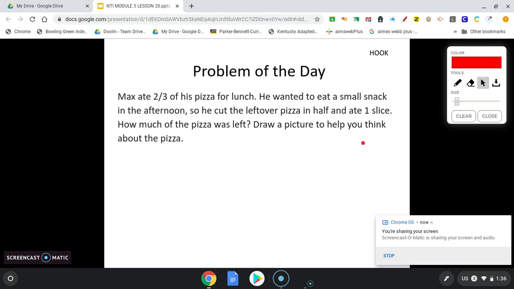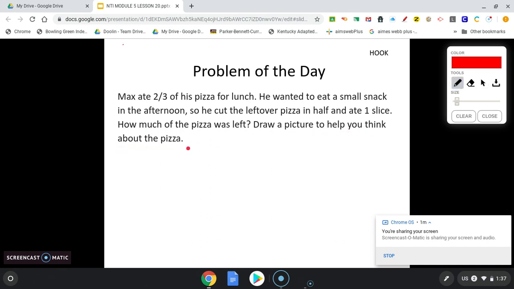So let's begin with our problem of the day. You have the problem of the day in your packet, so make sure you turn to that problem. It says application problem on yours. So let's begin by reading this together. Everyone ready, read. Max ate 2/3 of his pizza for lunch. He wanted to eat a small snack in the afternoon, so he cut the leftover pizza in half and ate one slice. How much of the pizza was left? Draw a picture to help you think about the pizza.